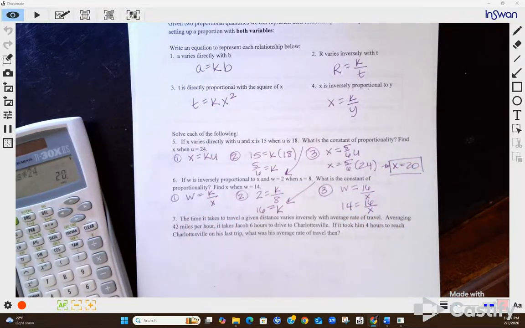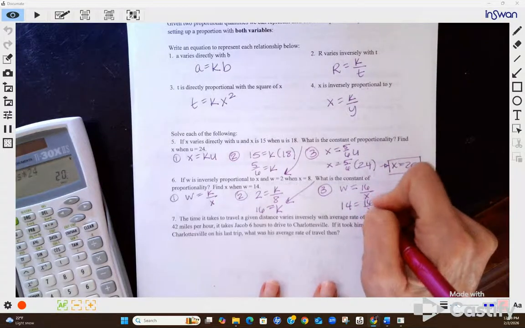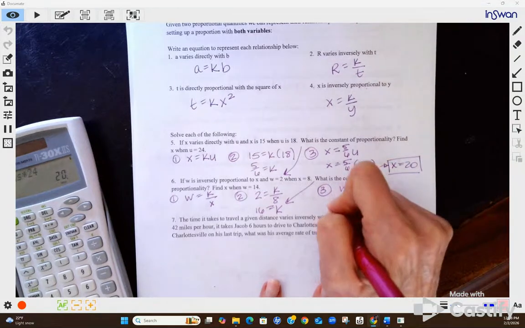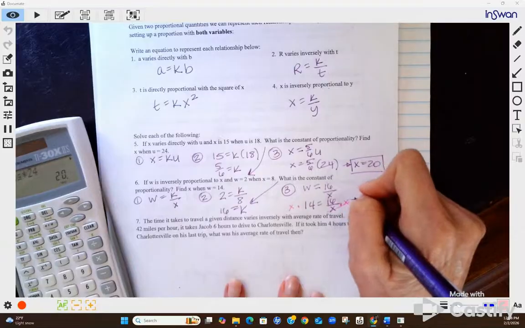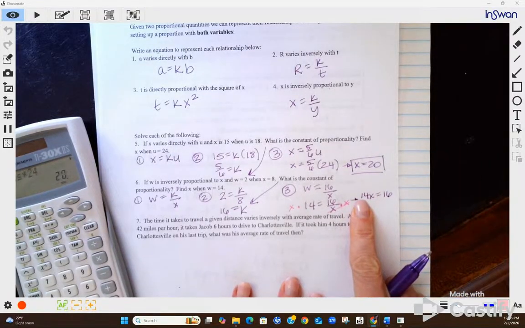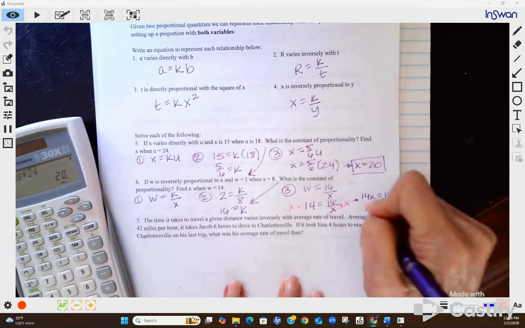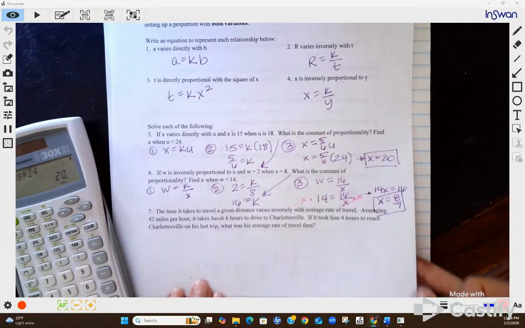Okay, a little bit of algebra here. So I need to move this X to the other side. It's being divided, 16 divided by X. So to move it, I would multiply. That would allow that to happen. So I have 14x equals 16, and then I would divide both sides by 14, and you get 8/7. Or you could use the decimal that you got from your calculator as well.